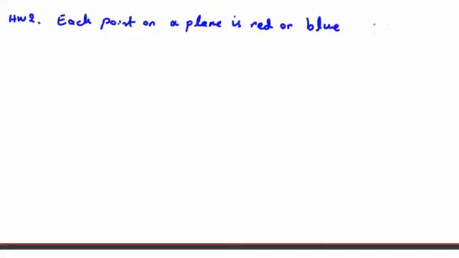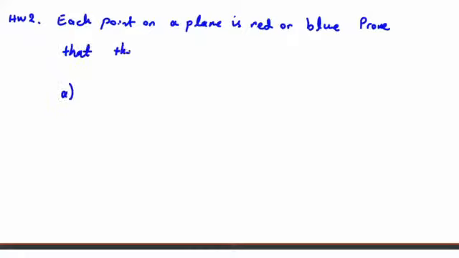Homework number 2, each point on a plane is red or blue. May I correct this part? Is red or blue? Prove that.